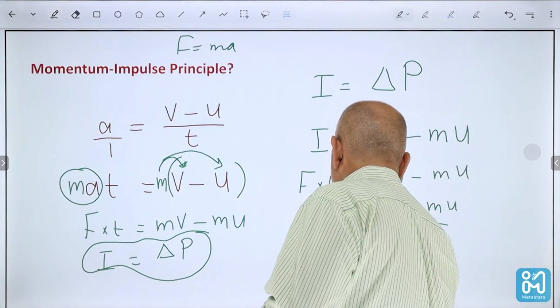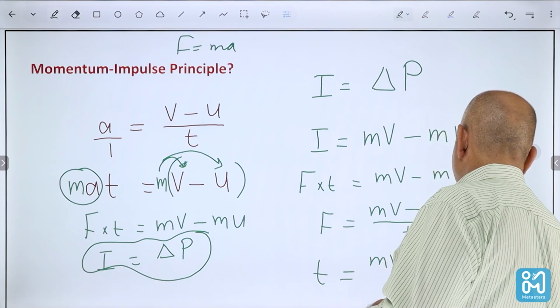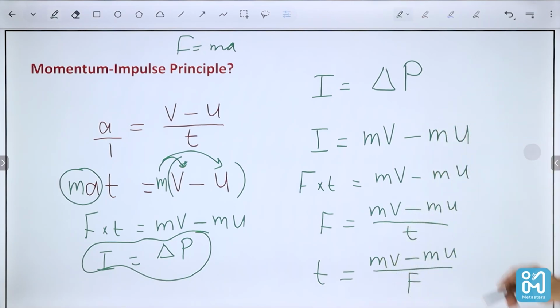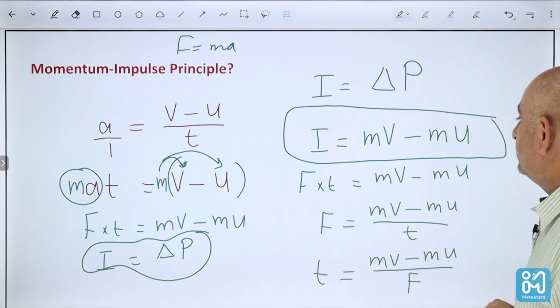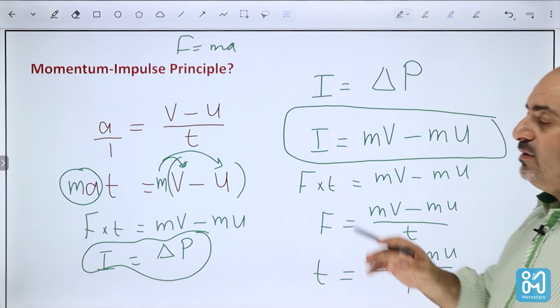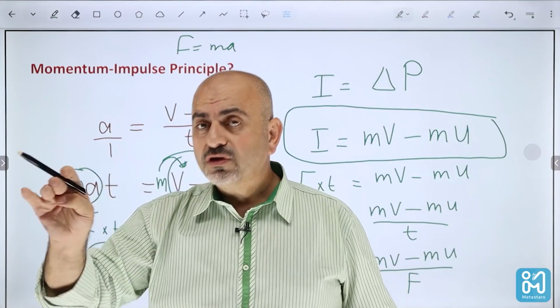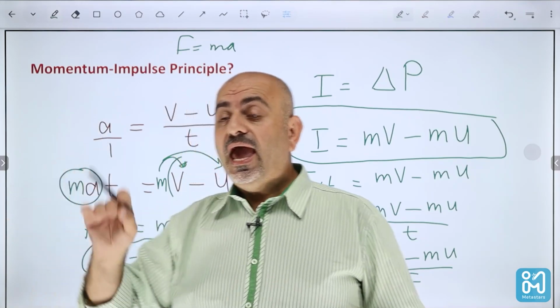Similarly, the time duration of the force could also be calculated from (mv minus mu) over F. Remember that. But the bottom line: impulse equals change in momentum. The amount of the push depends on how large the push is, how strong the push is. Push means what? The push means impulse.